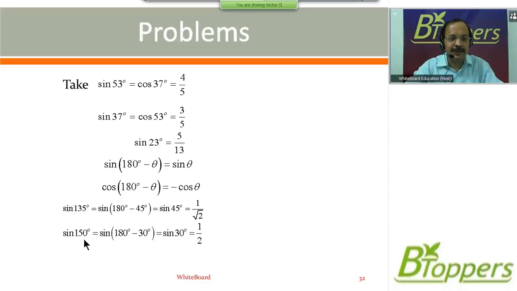Similarly, you can find the value of sine 150 degrees. 150 degrees can be written as 180 degrees minus 30 degrees. Using this formula, sine 180 degrees minus theta equals sine theta. Here in place of theta, I have 30 degrees. So sine 180 degrees minus 30 degrees can be written as sine 30 degrees. The value of sine 30 is 1 by 2. It means sine 150 degrees is also equal to 1 by 2.